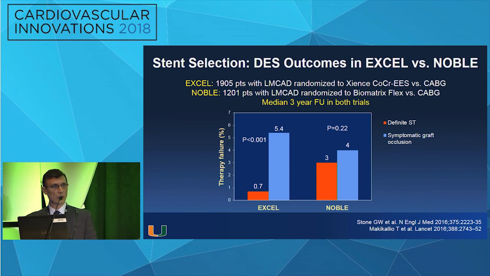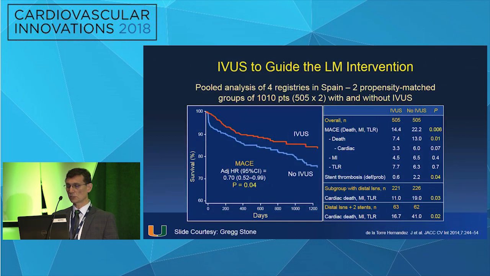Instead, in terms of how you want to do the case, you want to select the best stent available on your shelves. So this is one example, the NOBLE trial versus the EXCEL trial. They used different stent technologies, and the stent outcomes were quite different. So that's one thing to keep in mind.